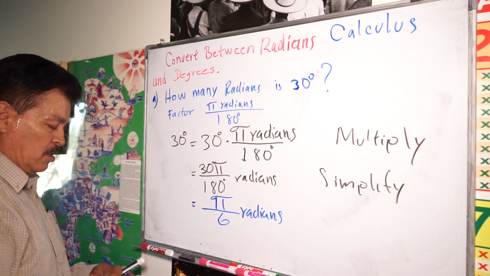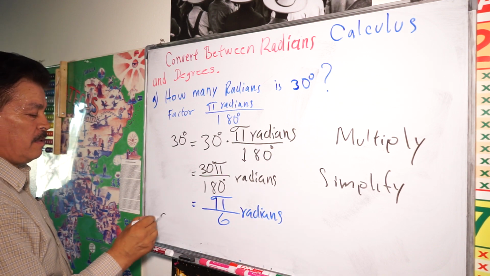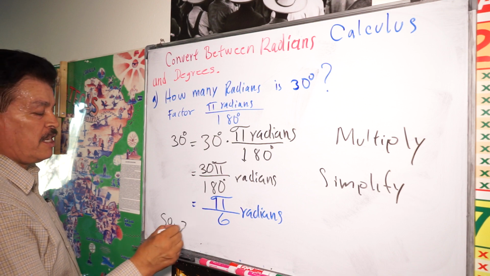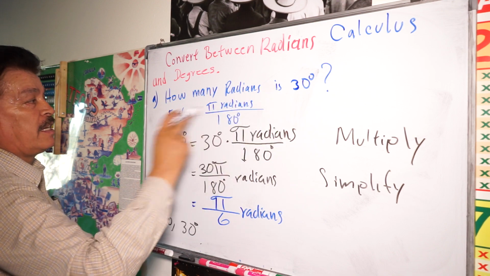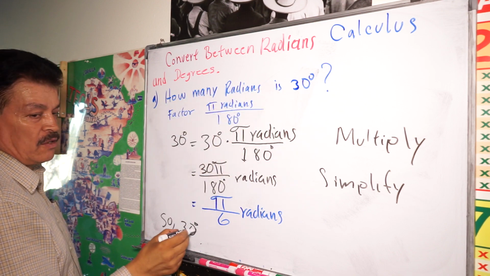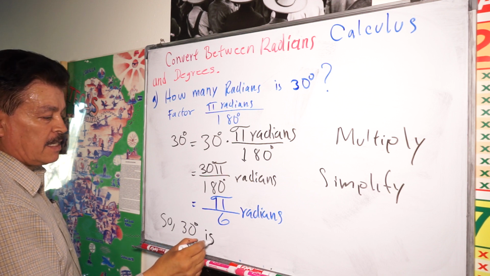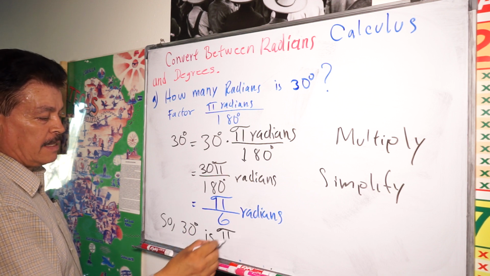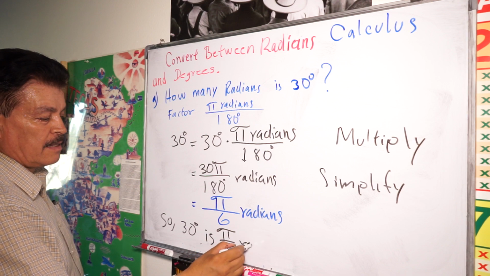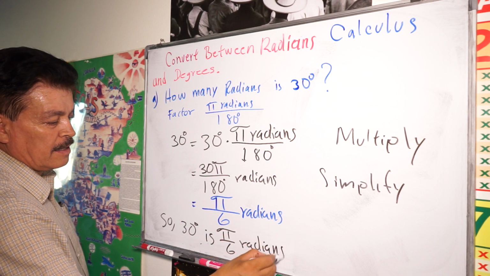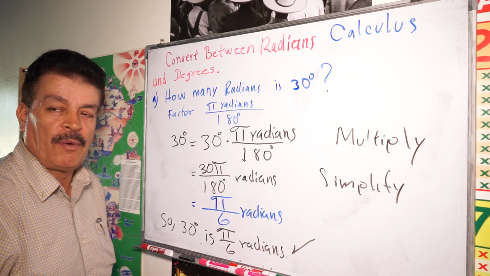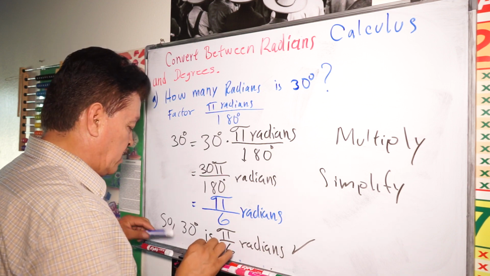So our answer: 30 degrees, how many radians is 30 degrees? 30 degrees is pi over 6 radians. See? Simple. Easy. Piece of cake.